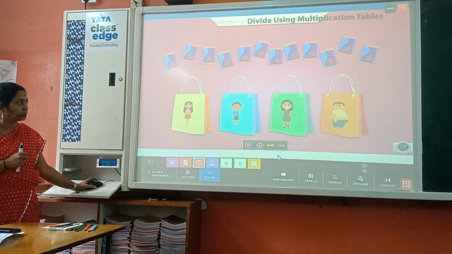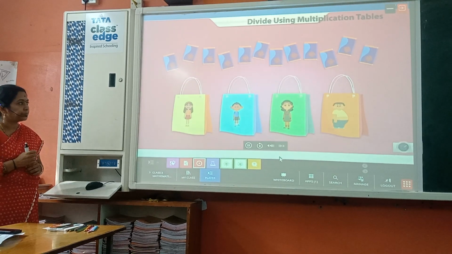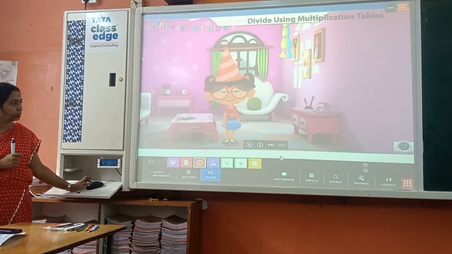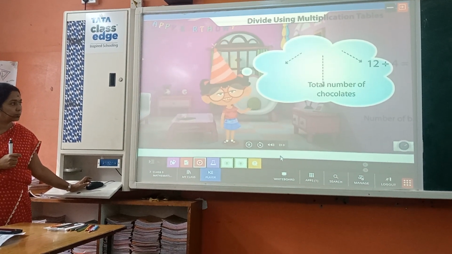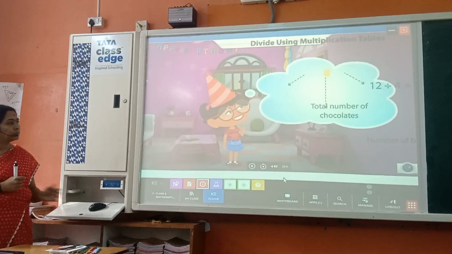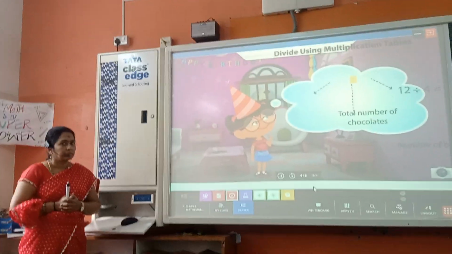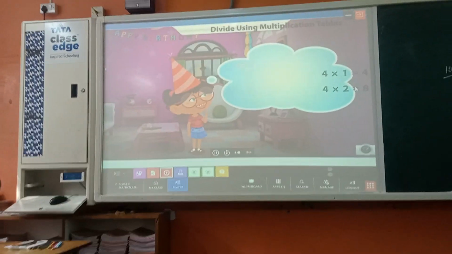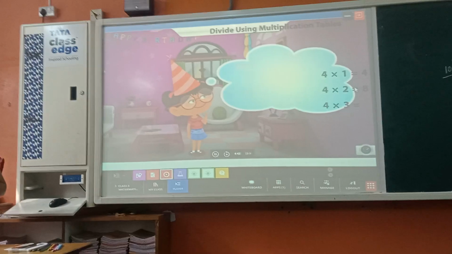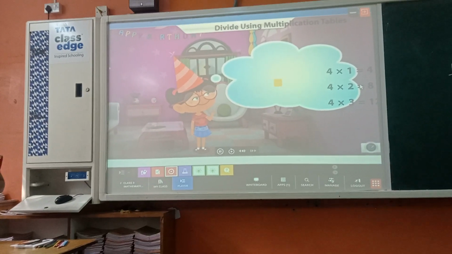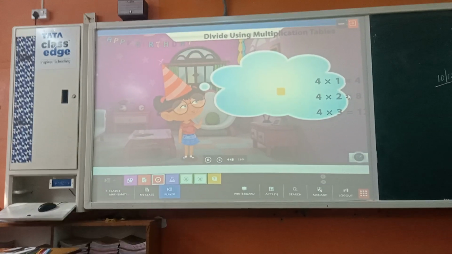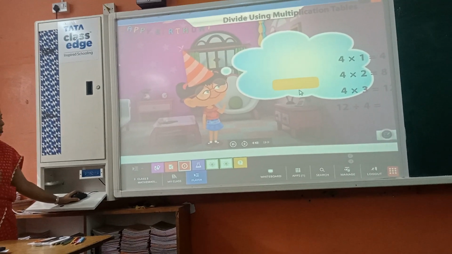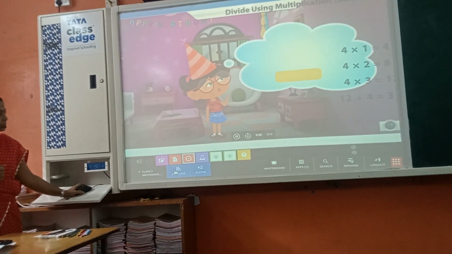I am now packing return gifts for my friends. I have 4 bags and 12 chocolates. If I want to distribute the chocolates equally, how many should I put in each bag? To carry out this division, I will recite the 4 times table in my mind till I get 12. 4 multiplied by 3 is equal to 12. So, I will be able to divide the chocolates equally if I put 3 in each bag.